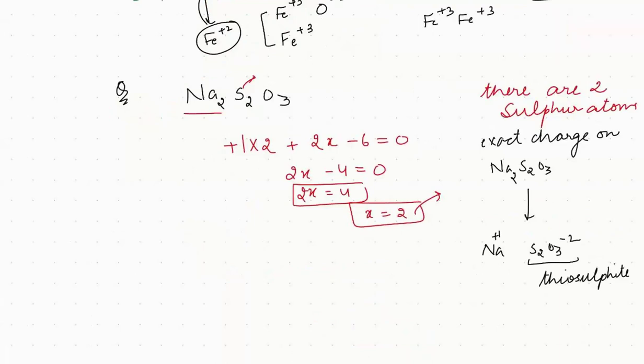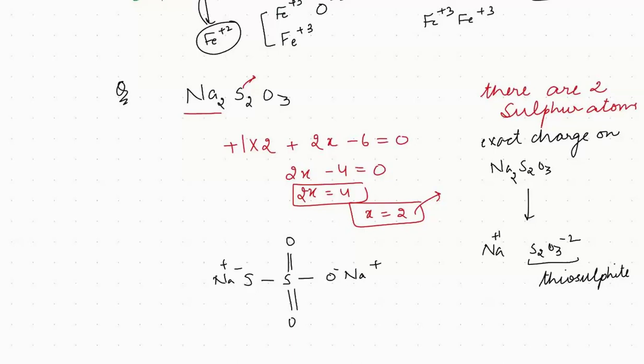Now I have to draw the structure. In reality the structure exists like this: S, S, O, coordinate bond O, coordinate bond O. You understand? And this O negative is connected to Na plus and this S negative is connected to Na plus. This is the structure of Na2S2O3. Did you understand?